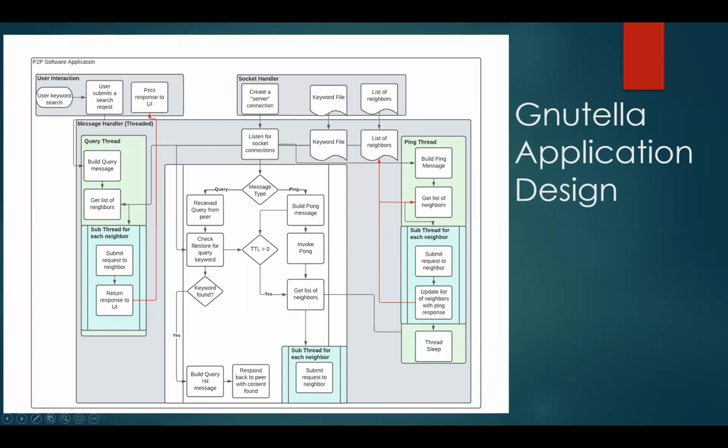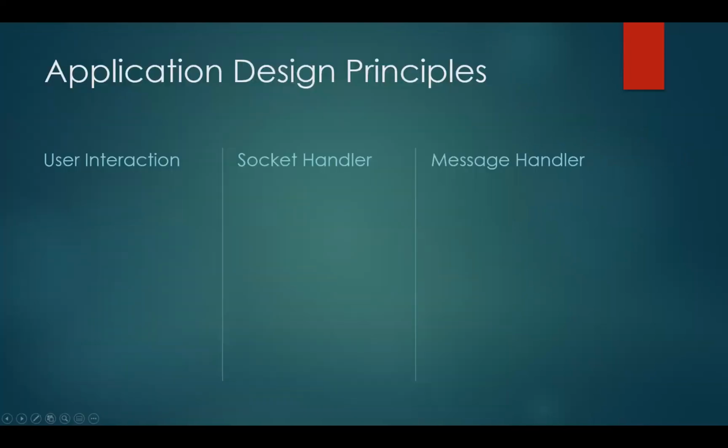Taking all of this information and more into consideration, the following is the design that I've created for building the client software application used to run the Gnutella message protocols. In addition to the Gnutella information learned, I've also built upon some of the socket connection knowledge gained from the previous assignment. Considering an object-oriented programming language such as Java or C#, I've designed the application into 3 components that interact with each other: a user interaction component, a socket handler component, and a message handler component.